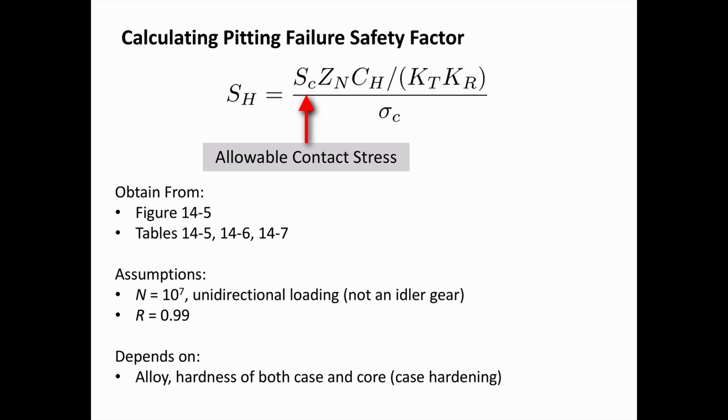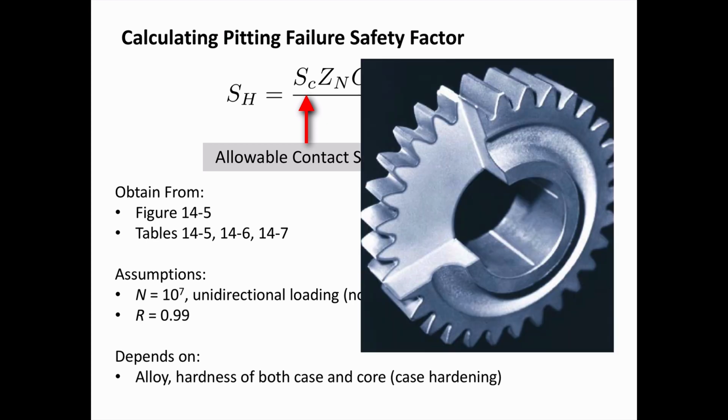This depends on the alloy, the hardness of both the case and the core. So what does this mean, the hardness of the case and the core? This refers to something called case hardening. So here's a cross-section of a gear with a cutaway, and there are different types of heat treatments that can be performed for gears to improve their properties. And one of the options is to use case hardening. This allows us to harden just the outer surface of the gear, and you can see that in this cutaway. The material near the surface is darker, the core is lighter, and the core and the case have different hardness values.